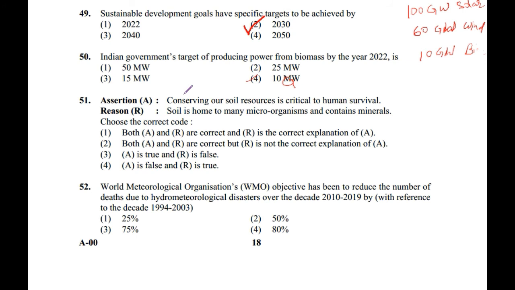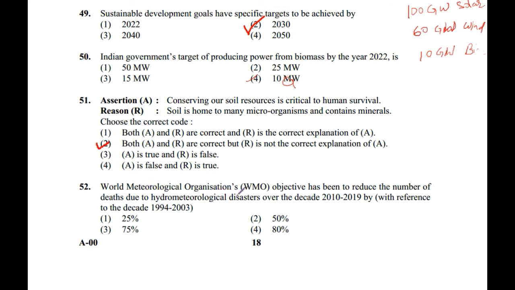Question number 51. Conserving our soil resources is critical to human survival. The reason is that soil is home to many microorganisms and contains minerals. Choose the correct code. So here both are correct, but the reason is not the correct explanation of the assertion. So its correct option would be the second one.